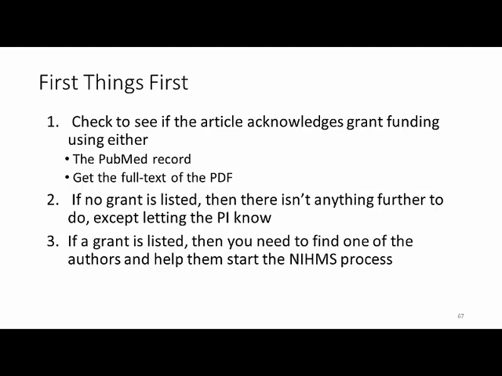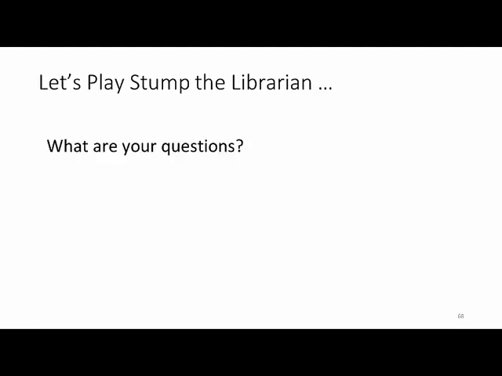If it's not listed, talk with the PI about what to do next. If the grant is listed, then you need to track down one of those authors. And so if something is 4 years old, that's going to be a harder process than if it's just a year old, and get that NIH process started. And you know from experience, right?